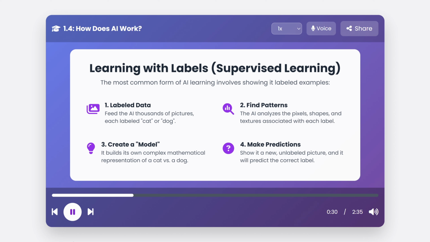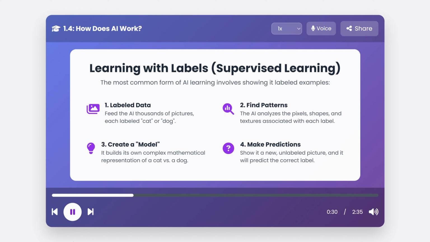The most common way we teach an AI is through a process called supervised learning, which means learning with labeled examples. First, we feed the AI a massive dataset of labeled data, for example, thousands of pictures, each one tagged as either a cat or a dog.